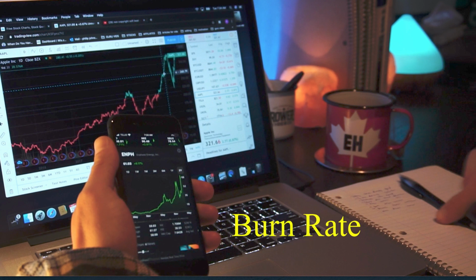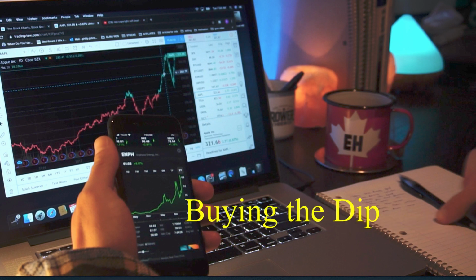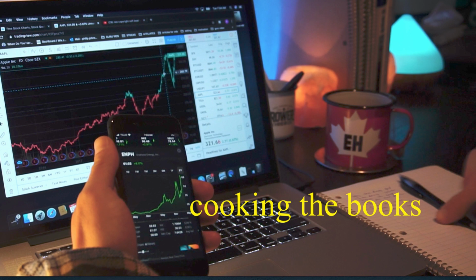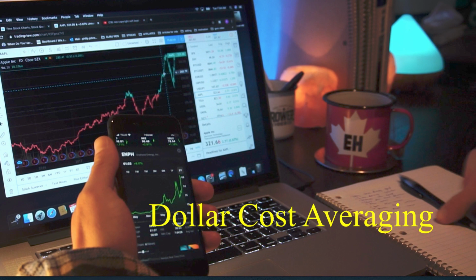Burn rate, the amount of money the company is losing, expressed in months or years. Competitive advantage is something a company has that gives them an advantage over another. Buying the dip is when you are buying when a stock goes down. Cooking the books is when a company reports or is hiding bad financials. Defensive stock. These are stocks of things that we need to live, like electricity or utility companies. Dollar cost averaging happens when a stock goes down and we buy more because we think it is a good price and to lower our cost basis.